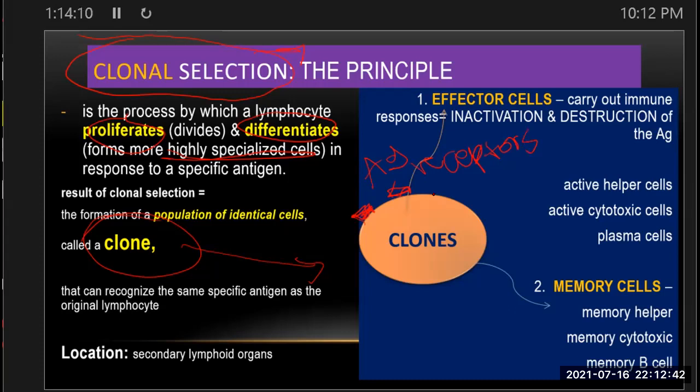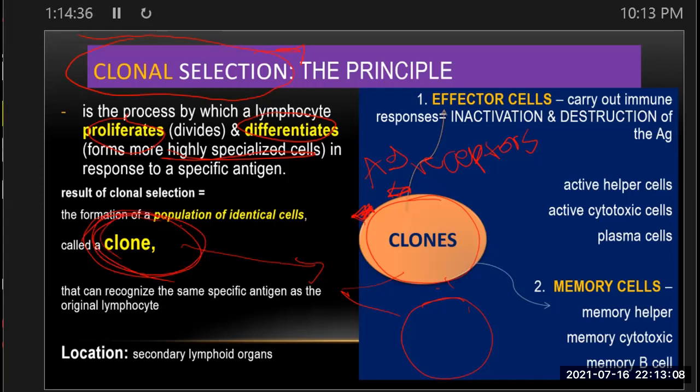So, for example, this clone and the other clone, both of them can tell that this is the antigen, that this antigen, for example, is the dog antigen. They can recognize the same specific antigen as the original lymphocyte. That's the meaning of being a clone or clones.